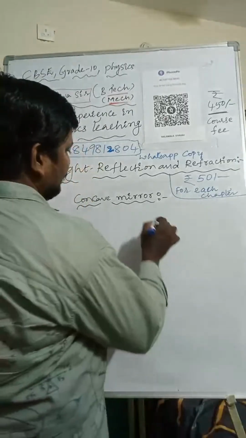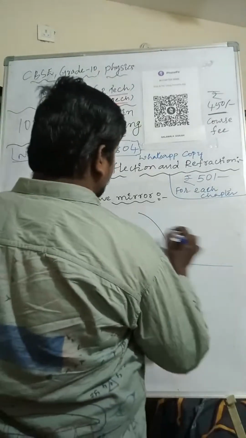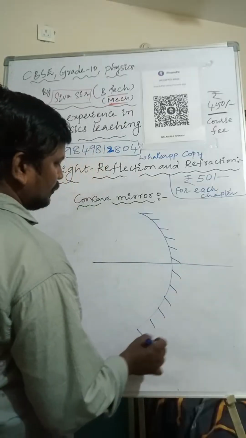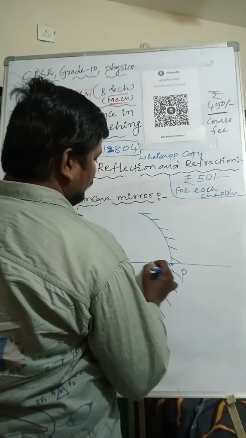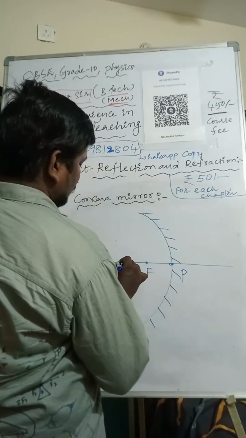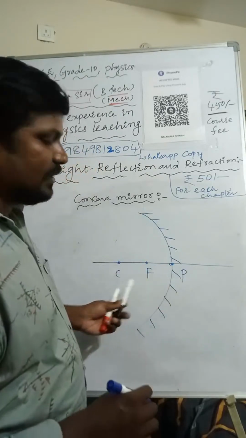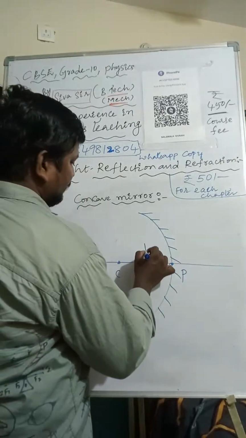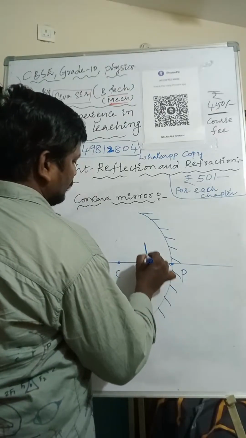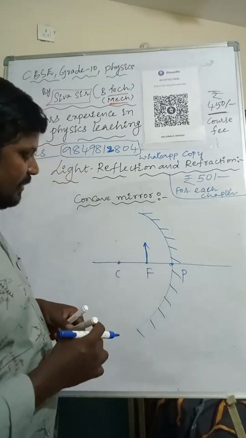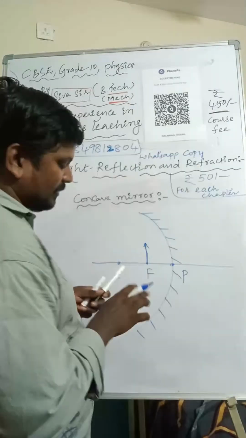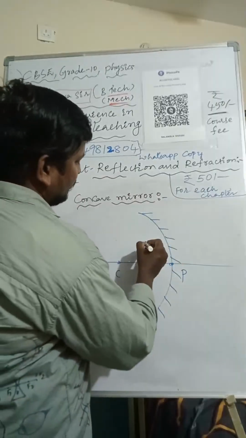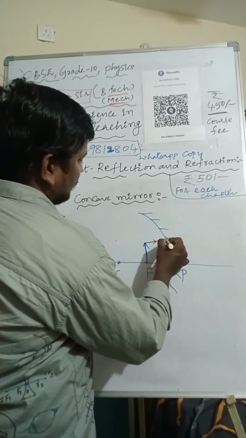Object is placed at F. Pole, focus, center of curvature. So the object is placed at F. One light ray I am taking like this. You can see I am considering one ray like this, so it passes through focus.